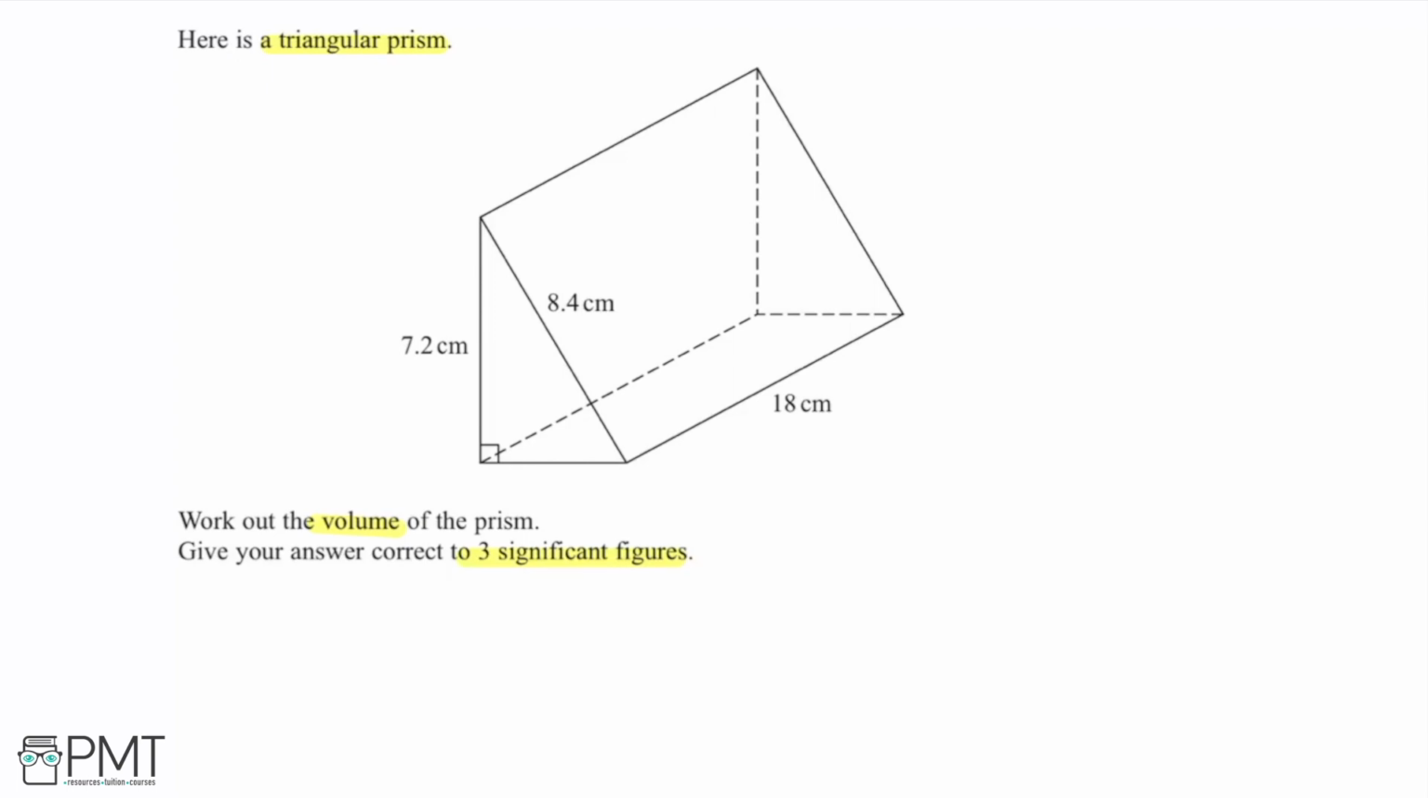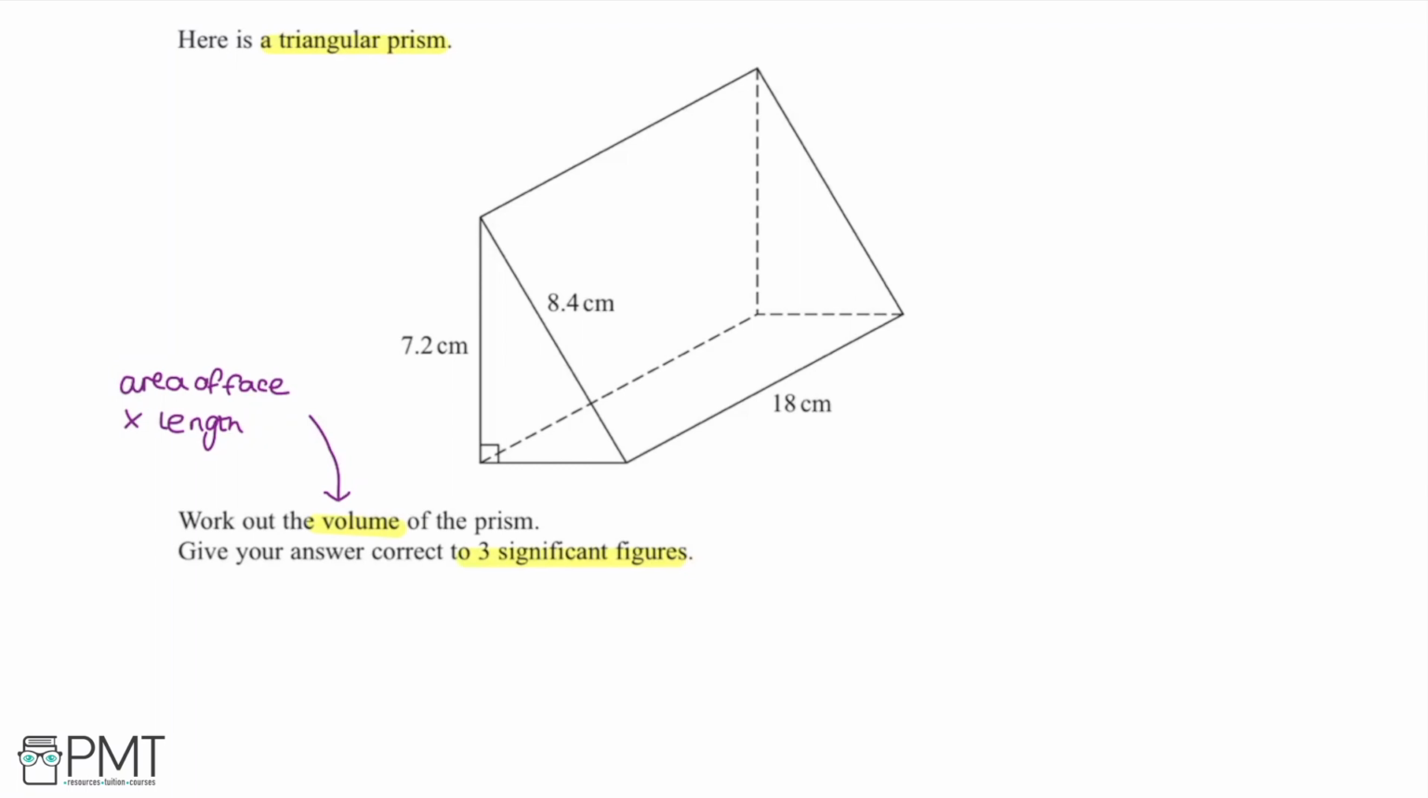If we're working with the volume of a prism, we simply need to find the area of the front face, so this triangle, and we multiply that by the length of the prism. And that gives us the volume of the prism. So we take the area of this face and multiply it by this 18 to get the volume. To start this process, I'm going to work out the area of the triangle.